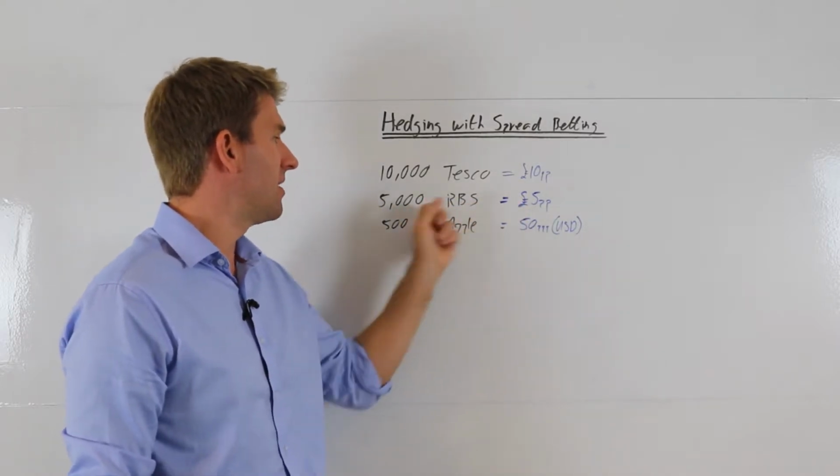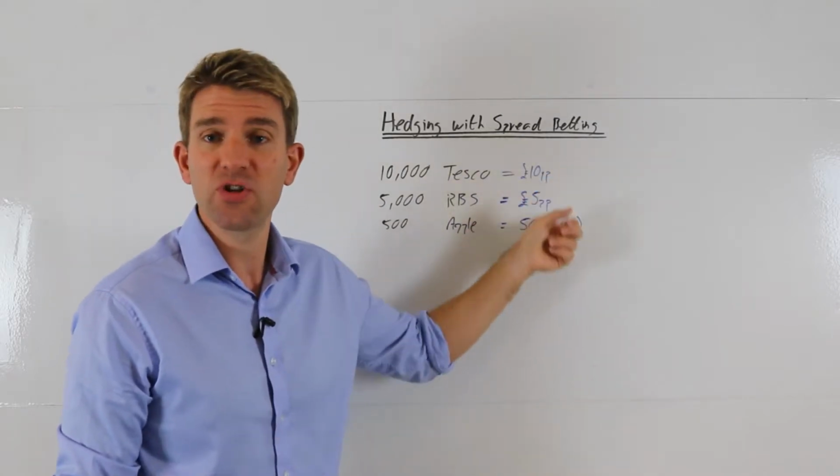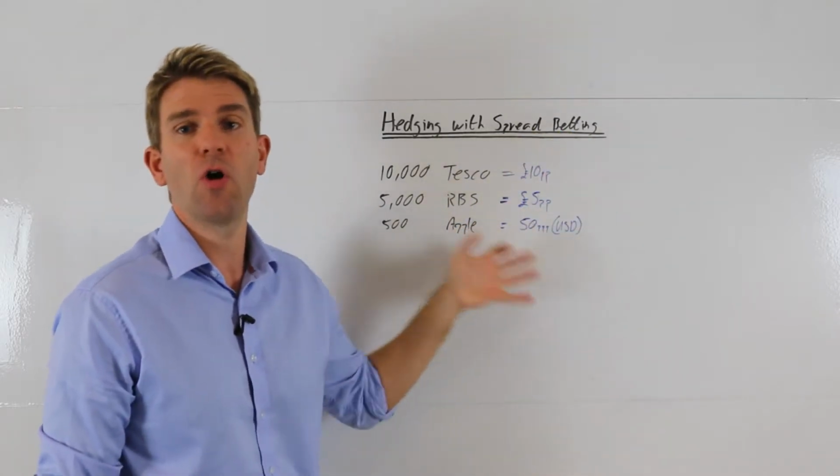Same with the RBS. If 5,000 shares, we could short £5 a point, and we could do both of these as well. If we wanted to hedge the risk on that, we could do everything. We could do the whole portfolio.